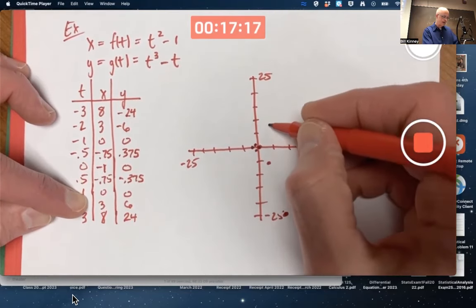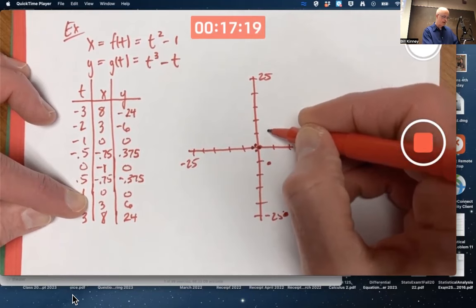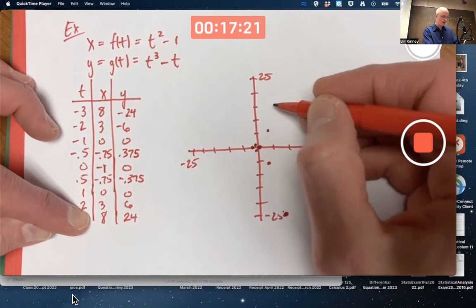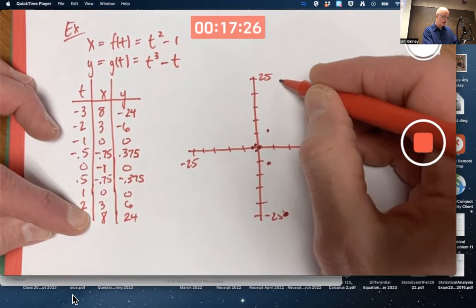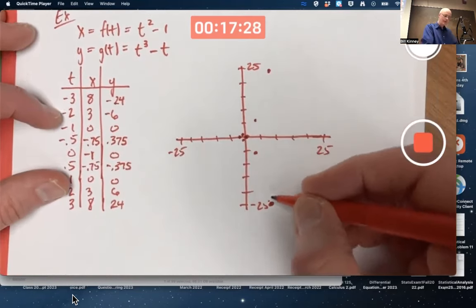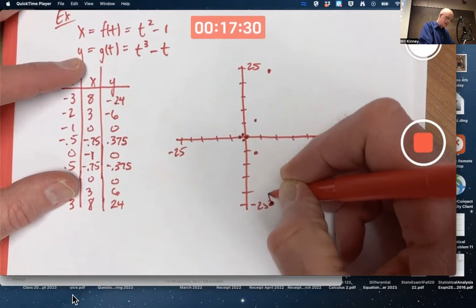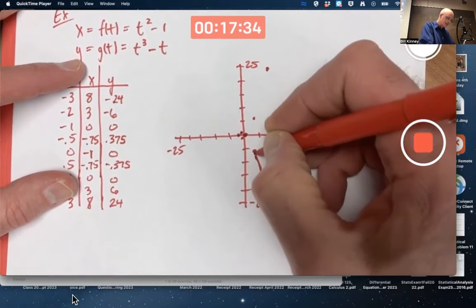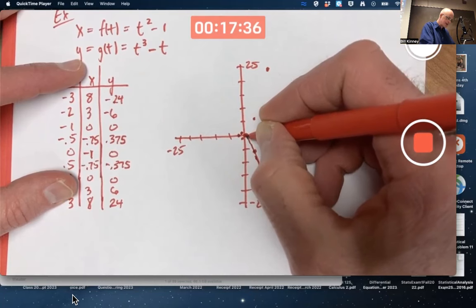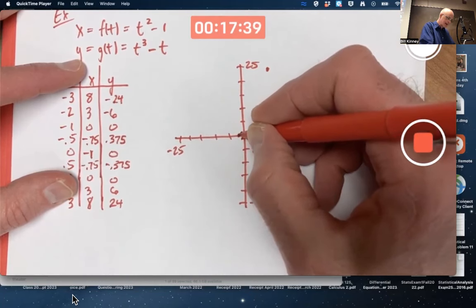3, 6 is right about here. And then 8, 24 is right around here. So the curve seems to be doing something about like this. Connect these dots with a smooth curve, continuous and smooth. It is a nice function. Doing something about like this.